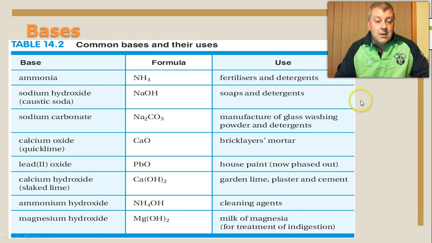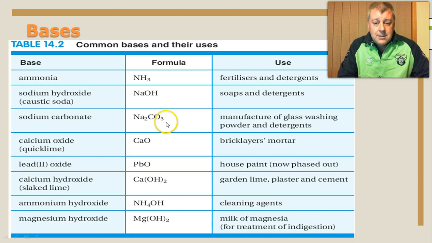Bases are probably something that you haven't heard as much about, but they're also very common. And these are some common bases. Ammonia, NH3, it's in fertilizers and detergents. Often when you're cleaning things, one of the smells that you smell is ammonia, particularly if you're using a strong cleaner. Sodium hydroxide or caustic soda, it's in soaps and detergents.